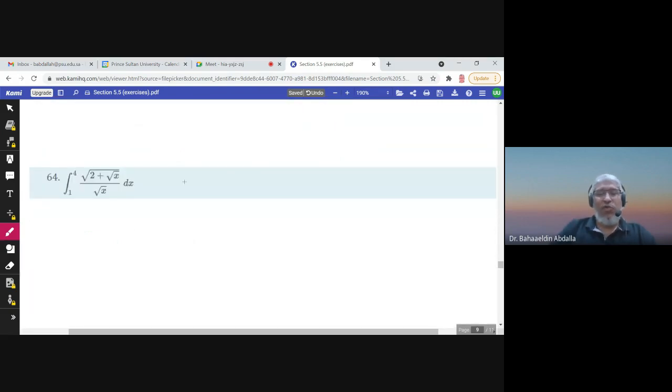I'll take u to be 2 plus square root of x, the radicand here, because du would be, the derivative of 2 is 0, the derivative of square root of x is 1 over 2 square root of x dx. And this is here, but I need 2 here, so 2 outside.